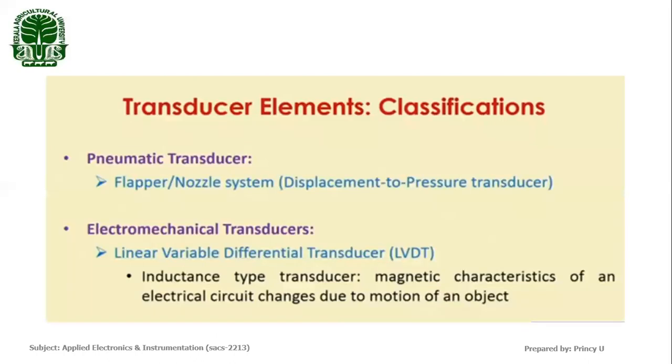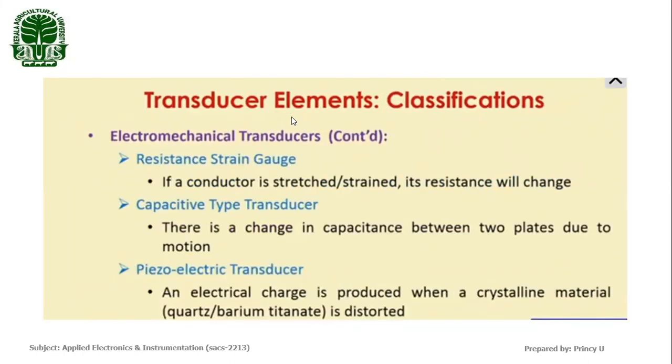Mainly, transducers are classified into electromechanical and electromagnetic transducers. First I'm going to tell you about electromechanical transducers. In such a transducer, an electrical output is produced from an input of mechanical displacement or strain. So mechanical displacement or strain is the input to the electromechanical instrument, which converts it into an electrical signal.